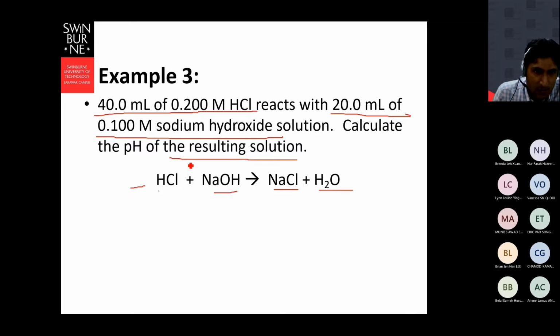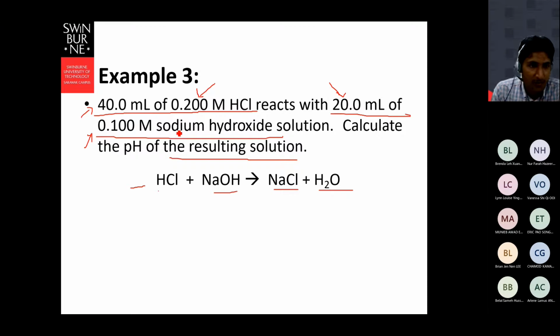The question is, the resulting solution is supposed to be neutral because it is coming from a strong acid and a strong base, and this is a salt, so it's supposed to be neutral. There is no acid or base in this solution anymore. But there is a trick here. It says 40 milliliter and 20 milliliter, and their concentrations are not the same as well. So their concentration and volume are not the same.